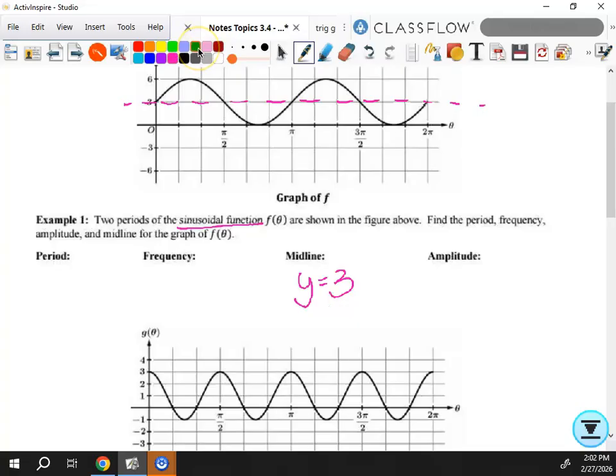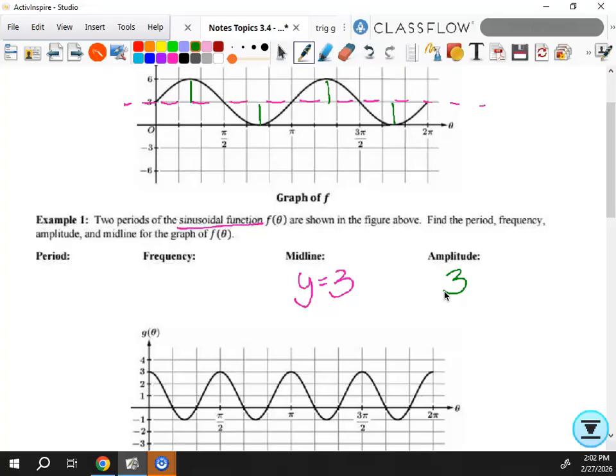Amplitude is the distance from a maximum to the midline or from the midline to a minimum, either one. And I could do these. It doesn't matter which one I do. They're all the same. What is the amplitude? 3. Okay, so it has a vertical stretch of 3, vertical dilation.